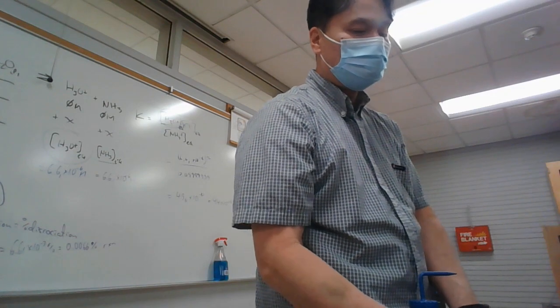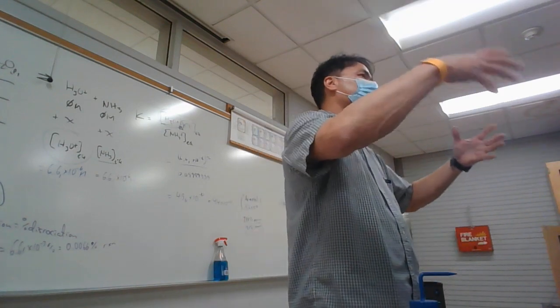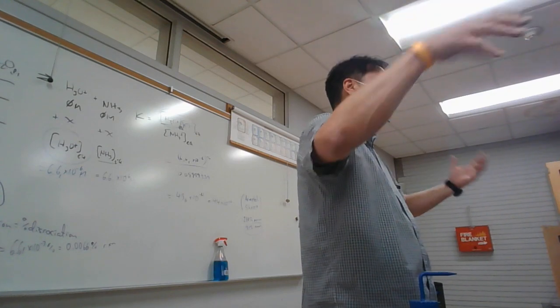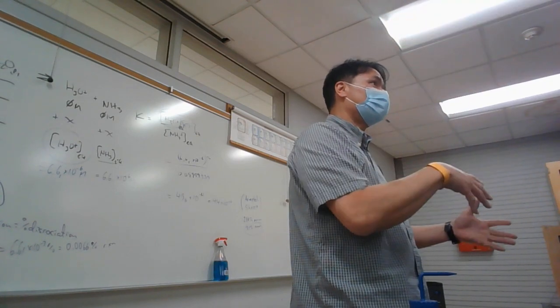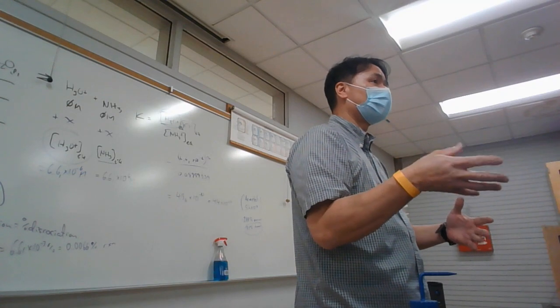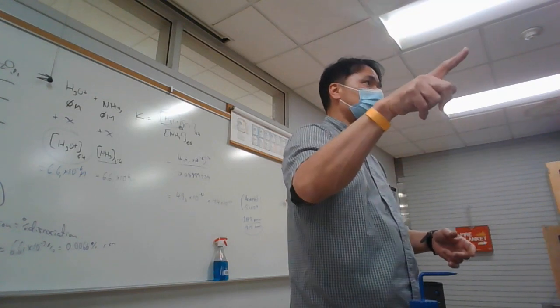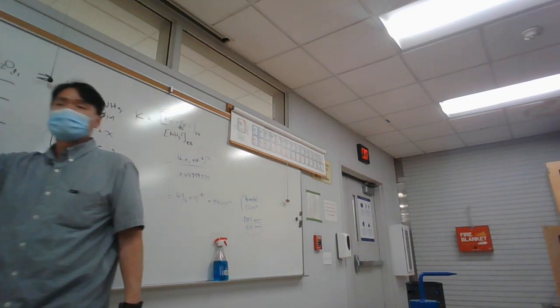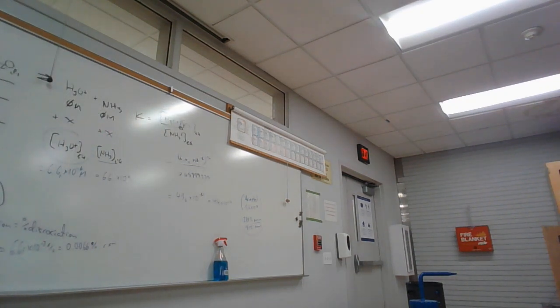A 1-to-2 dilution means 10 milliliters of ammonium chloride were diluted to a total volume of 20 milliliters. 20 milliliters would be the 10 of the DI plus the 10 of the ammonium chloride. And so that's a 1-to-2 dilution. A 1-to-2 dilution cuts the concentration in half. And so we have the original concentration, which gives us 0.05 molar.